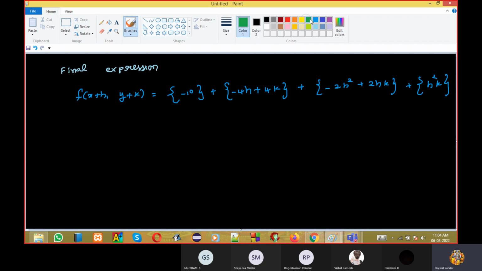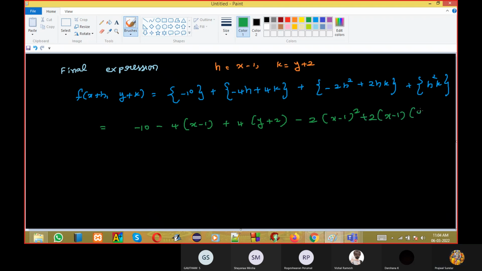I told you, you can't conclude the question like this. h and k are not even given. Remember, h is x minus 1 and k is y plus 2. So you write minus 10, minus 4 into (x minus 1), plus 4 into (y plus 2), minus 2 into (x minus 1) whole squared, plus 2 into (x minus 1) into (y plus 2), plus (x minus 1) whole squared into (y plus 2). This is x squared y plus 3y minus 2.